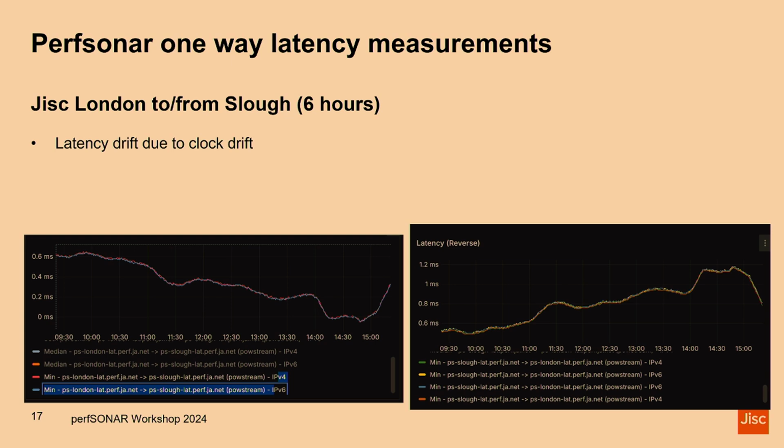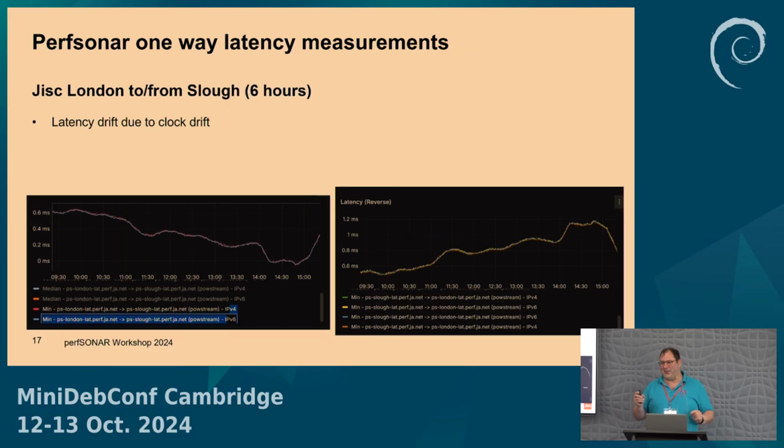Now, one of the things that stymies us a little bit is clock drift. You can see, on the left, I think it's from London to Slough, and on the right, it's Slough to London, for about 6 hours. And clearly, the fibres are not stretching asymmetrically enough that Slough to London is closer than London to Slough. So, it's only half a millisecond difference between them, but it's quite significant.